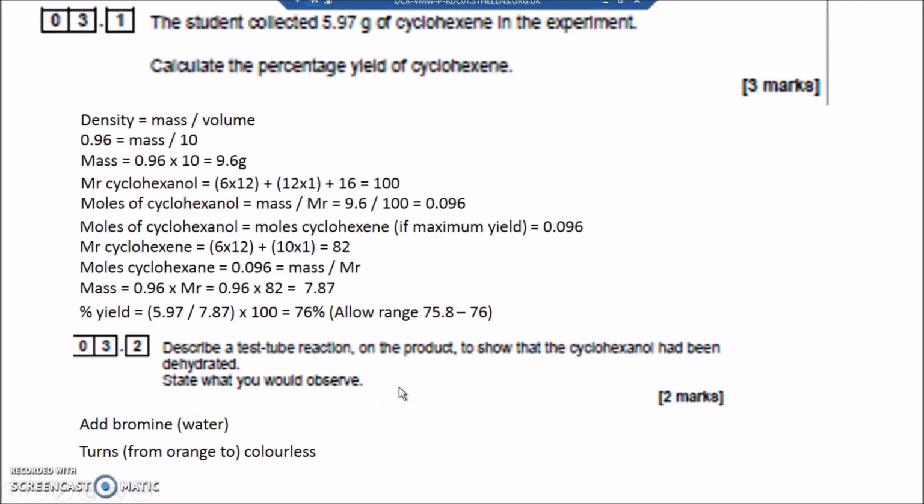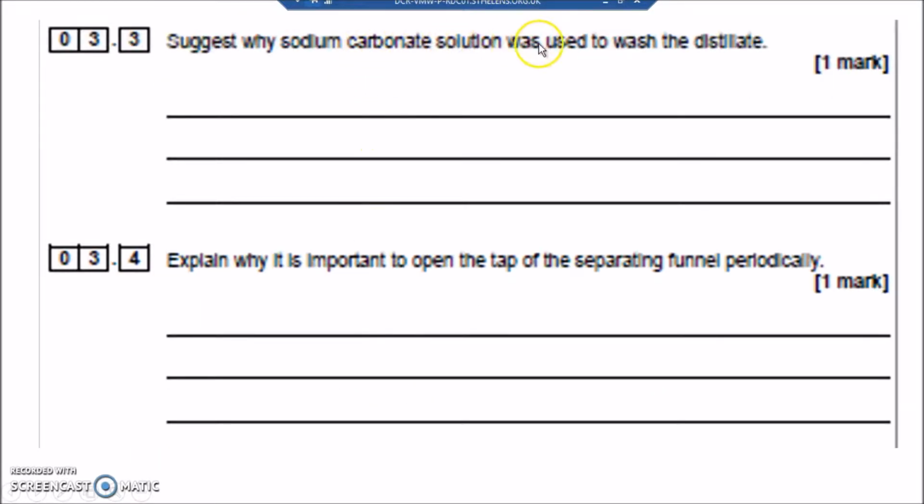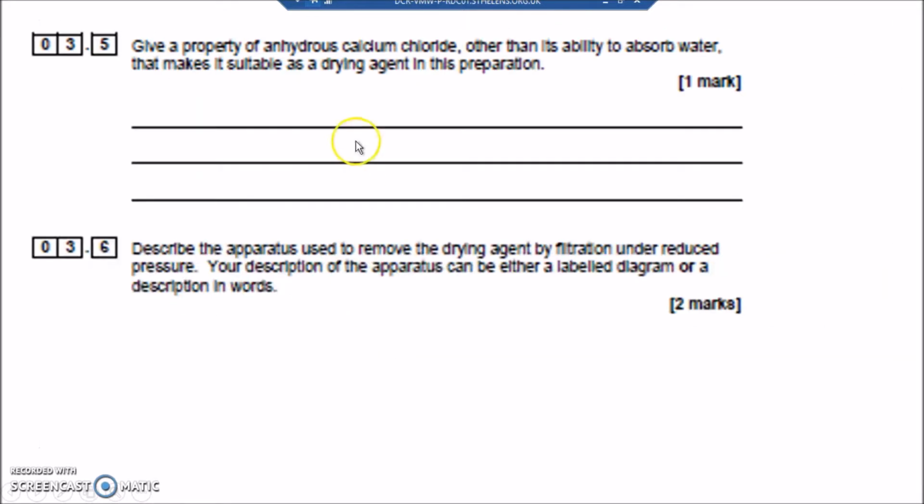Suggest why sodium carbonate was used to wash the distillate. That's to remove any acid left in the flask, so we're using phosphoric acid, so it'll remove any acid. Explain why it's important to open the tap of the separating funnel. So the sodium carbonate and the acid are going to make bubbles of carbon dioxide. You need to release that. Give a property of anhydrous calcium chloride other than its ability to absorb water that makes it suitable as a drying reagent. It remains as a solid, it doesn't dissolve, so once it's absorbed any water in the mixture, it can be filtered off.